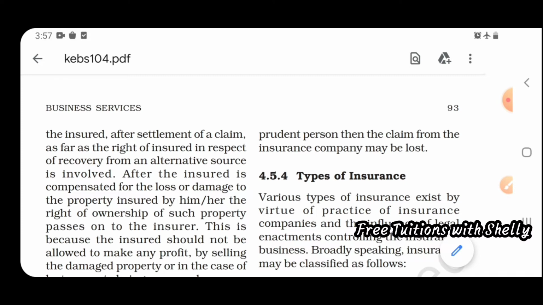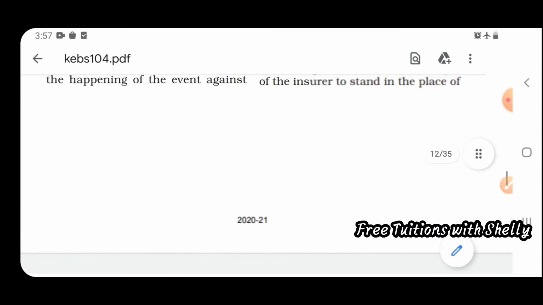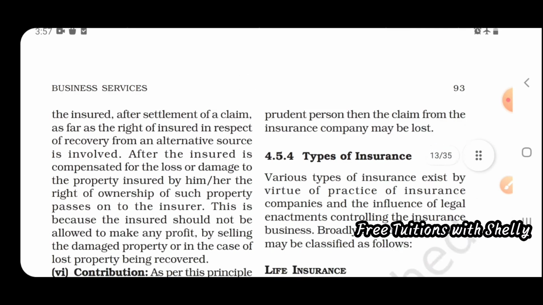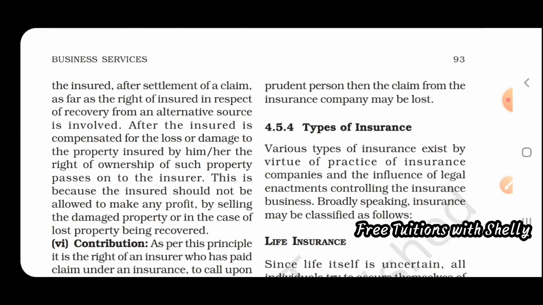Then only they should move. They should act on behalf of, and they should protect the insured person who has taken the policy. So what they should do is stand in the place of the insured after settlement of a claim.